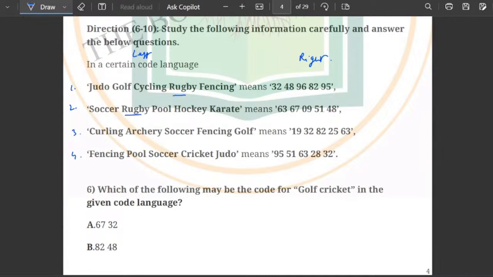So what is common in the coding on the right hand side? Do we have anything common? 32, 48? Yes, 48 is the common. That means rugby goes for 48. Simple. So 48 we can strike out like this.